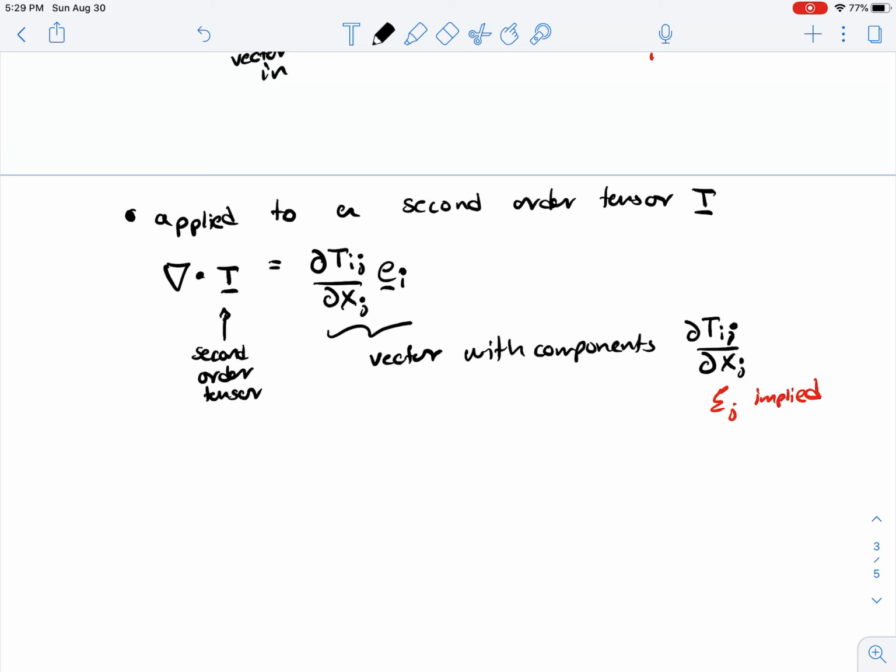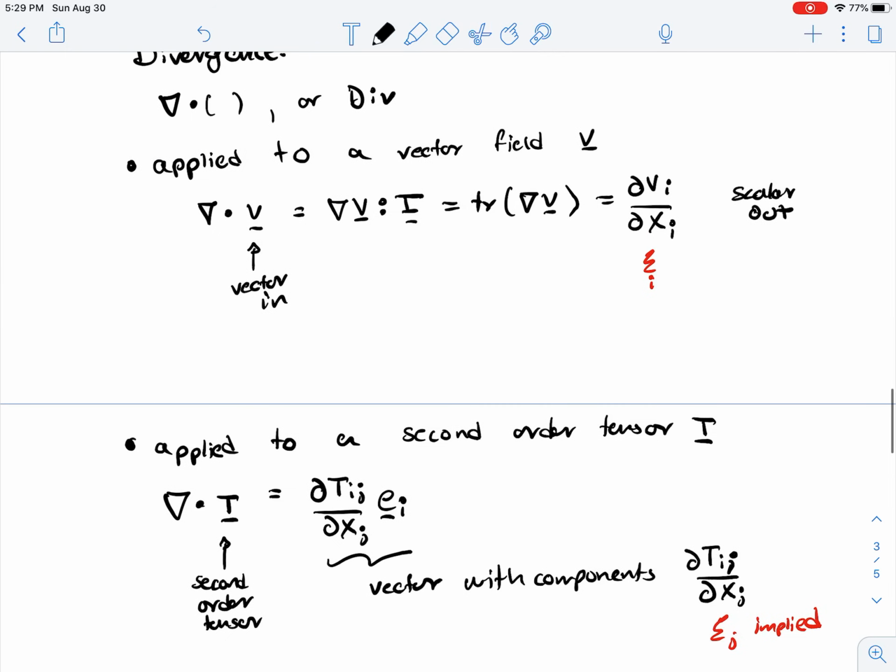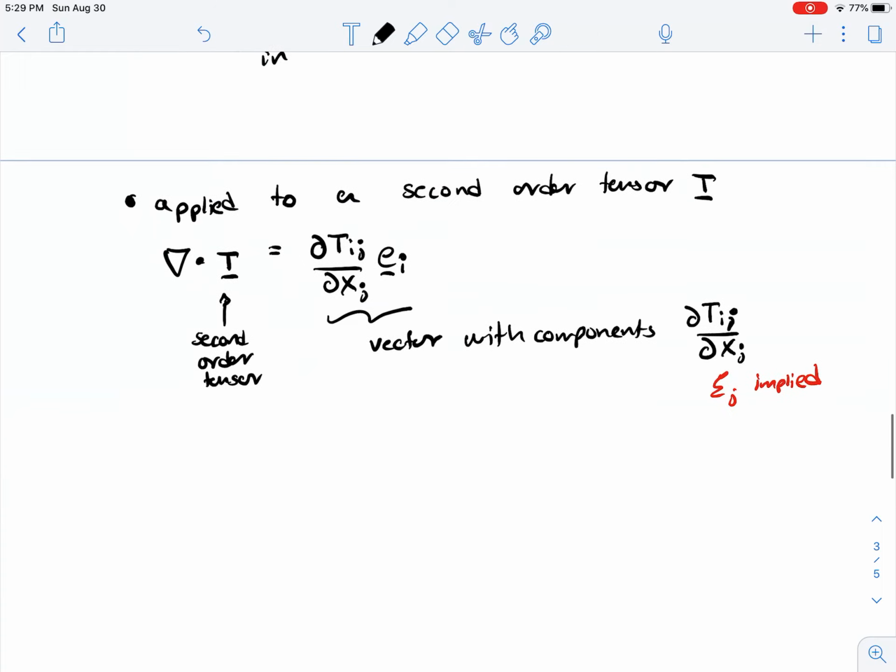And let's use the definition of the divergence to do some identities. So that's all I wanted to do about the divergence. It lowers the order of the tensor. So we have a vector, we end up with a scalar. If we have a second order tensor, we end up with a vector. And these are the definitions. So let's do some identities.